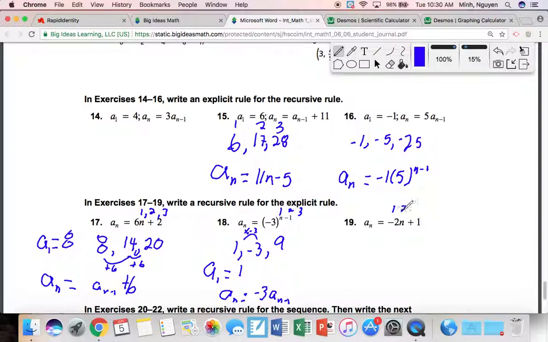Lastly, again, just going to plug in 1, 2, and 3. -2 times 1 is -2. -2 plus 1 is -1. -2 times 2 is -4. -4 plus 1 is -3. -2 times 3 is -6. Plus 1 is -5. So my first term is -1. What's happening each time? I'm subtracting 2. So you start off with the previous term, and you subtract 2.